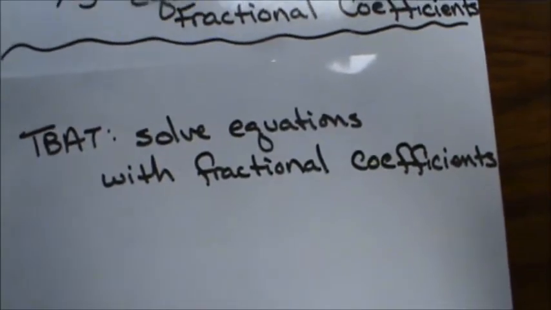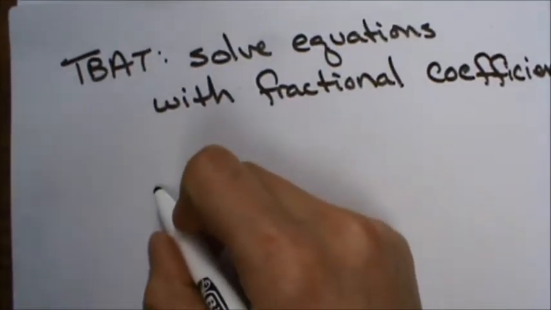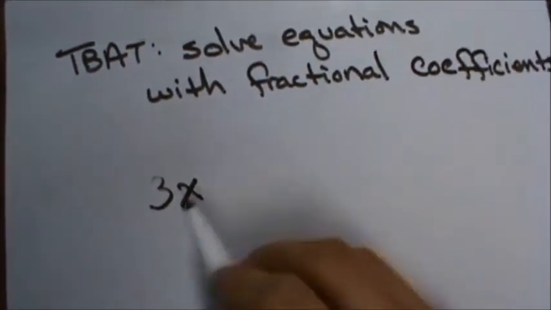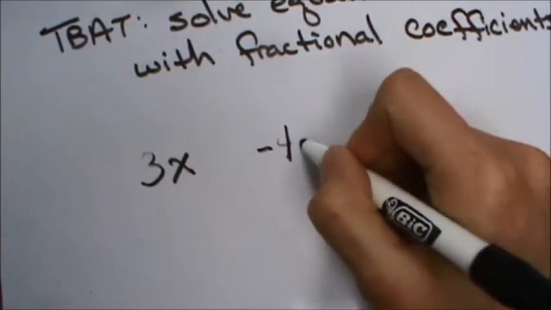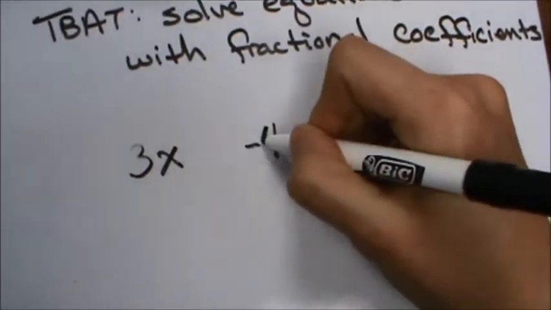If you remember the word coefficient from chapter 4, coefficient talks about the number in front of a variable term. So for 3x, 3 is the coefficient. For negative 4xy squared, negative 4 is the coefficient.